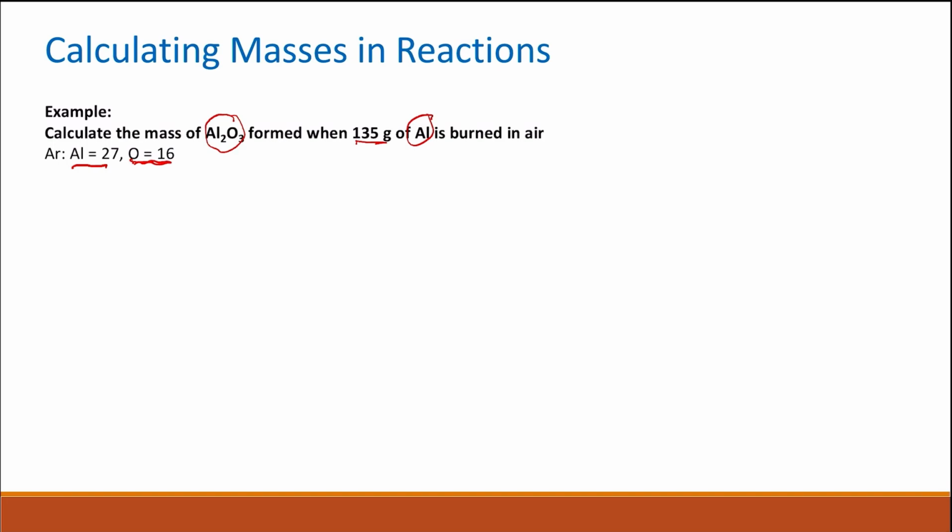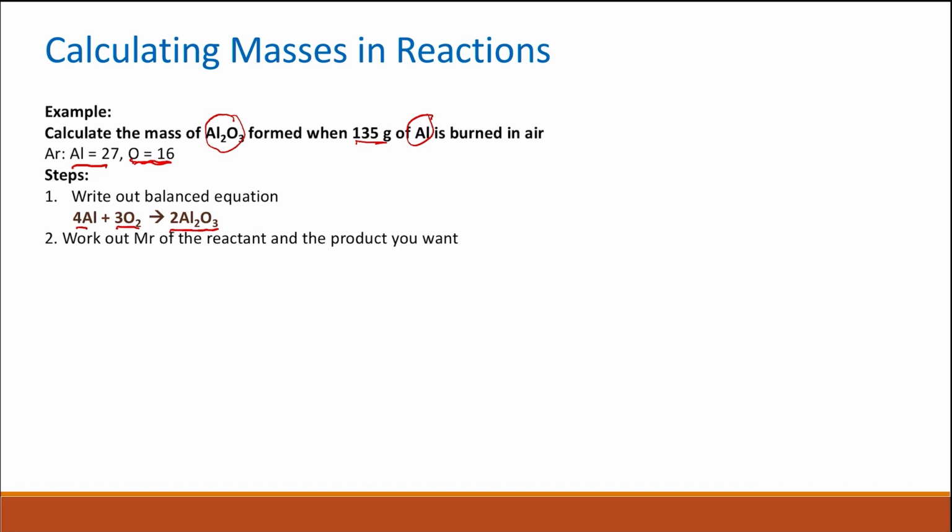To do this calculation, we need to follow certain steps. The first step is to write out the balanced equation. You cannot do any calculations without writing the balanced equation. The balanced equation is that 4 moles of aluminum react with 3 moles of oxygen to give you 2 moles of aluminum oxide. The second step is to work out the relative formula mass of the reactant and the product you want.